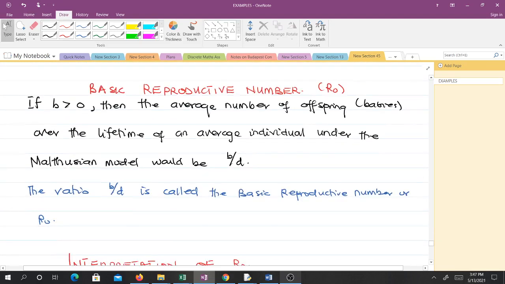So now let's talk about the basic reproductive number, R naught. If the birth rate B is greater than 0, then the average number of offspring or babies over the lifetime of an average individual in the Malthusian model would be B over D, where B is the birth rate and D is the death rate. So this ratio, B over D, is what we call the basic reproductive number, or R naught.